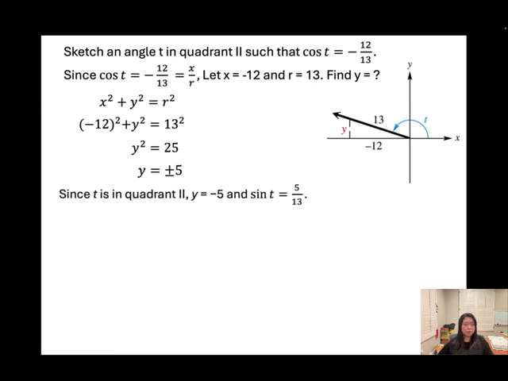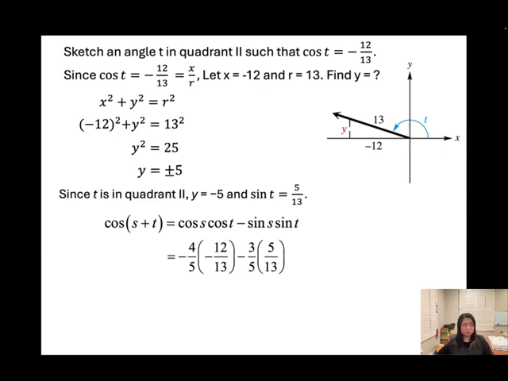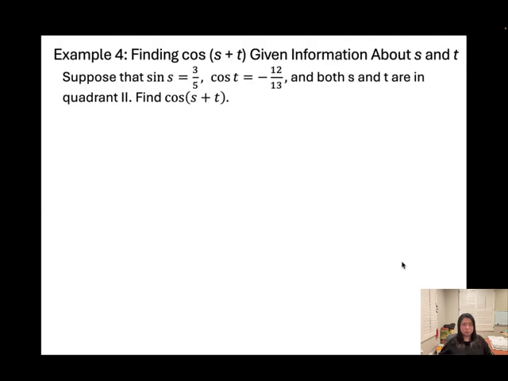Now we want to find cosine S plus T. So we're going to apply the formula here: cosine A cosine B minus sine A sine B. We already know cosine S, cosine T, sine S, sine T, right? Plug it in. 5 times 13, that will be 65. You should get 33 over 65.